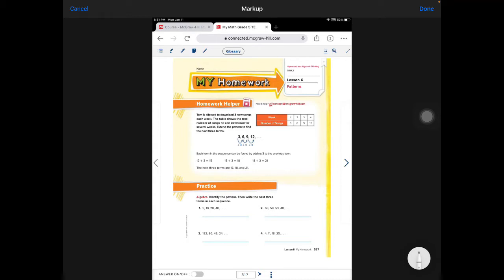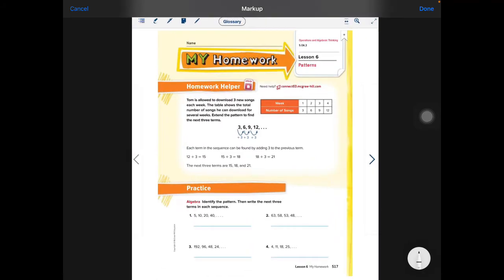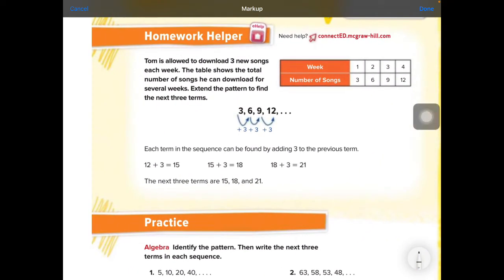We're going over patterns. Please make sure you have listened to the guided practice so that when you get to this part, it is easy peasy. All right, a couple of things we need to understand. These numbers are called terms. This little pattern is called a sequence. And we need to figure out what it is. It's either add, subtract, multiply, or divide.